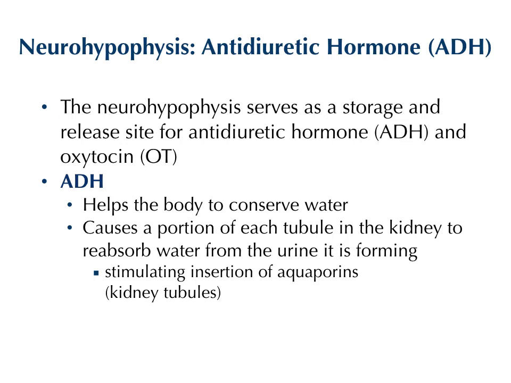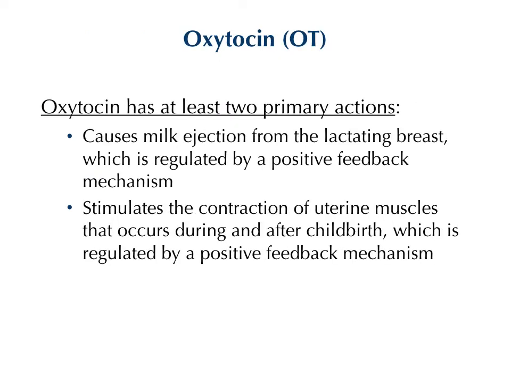The other hormone is oxytocin. And oxytocin has at least two primary actions. It causes milk ejection from the lactating breast, which is regulated by a positive feedback mechanism. This is the milk letdown reflex, okay? And try to keep oxytocin and prolactin straight. Prolactin stimulates the breast development and the formation of the milk, but oxytocin and stimulation of the nipple actually causes the milk to be let down or ejected.